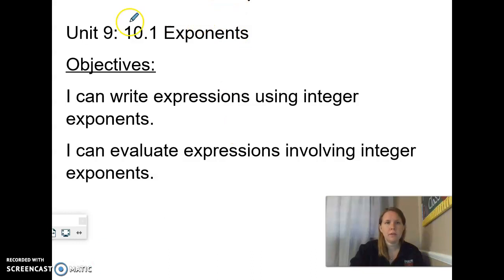So we're going to start off with 10.1, which is all about exponents. Your I Can statement is: I can write expressions using integer exponents, and I can evaluate expressions involving integer exponents. So it's taking those expressions and writing them with exponents, or using those expressions and evaluating them, finding your answer.